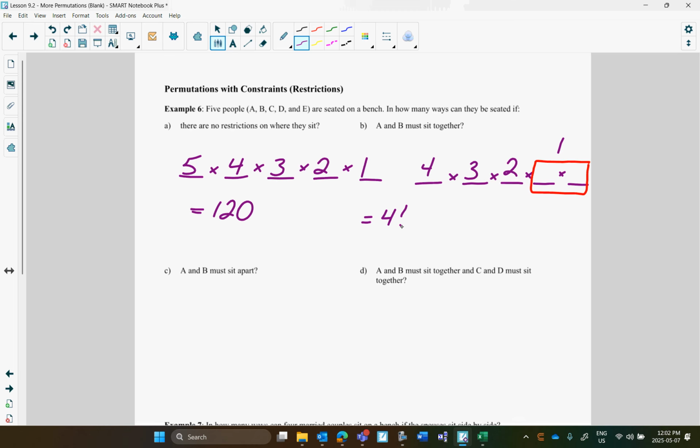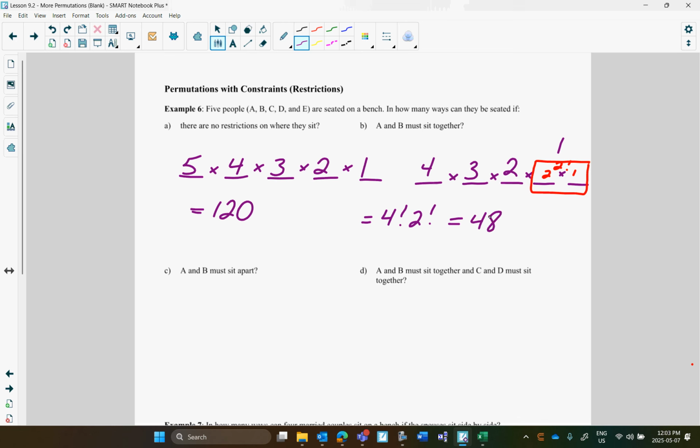But how many different ways can I arrange A and B within their little two-seater group? 2 ways, right? Because A or B could go here, and then the other one goes there. So inside this group, there's 2 factorial ways, which I have to multiply this by. So it has to be 24 times 2. If you take out the factorials, it's 24 times 2, which is 48 ways.